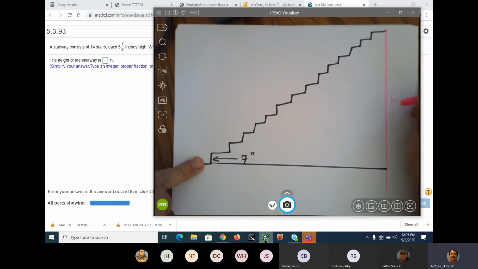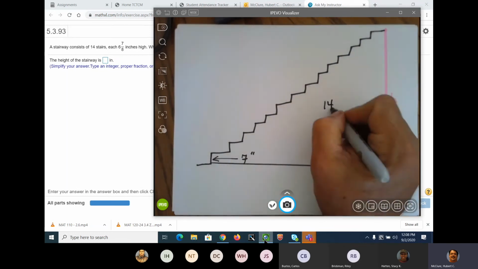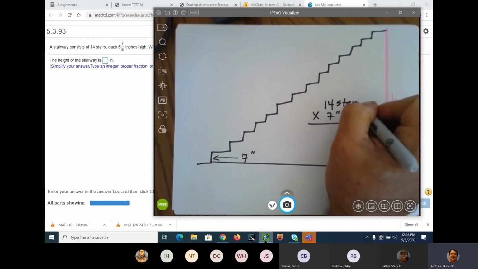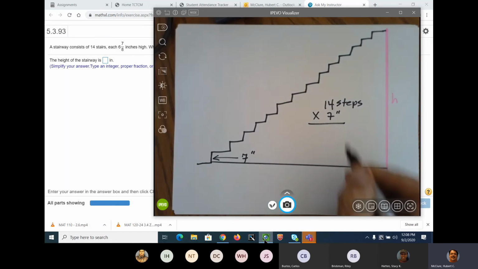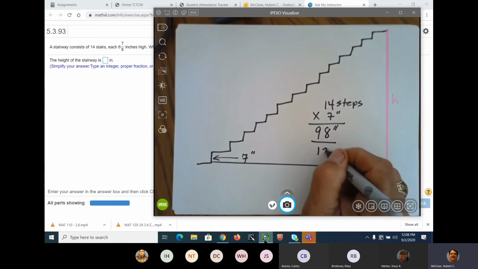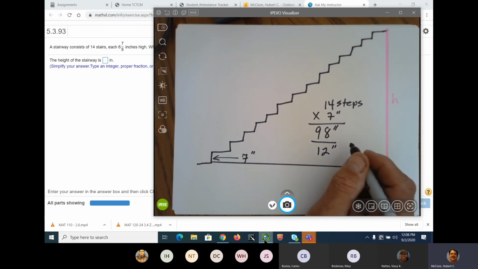They want to know that. So if you got 14 steps and each one is 7 inches high, then that's going to be 14 times 7 inches. 14 steps at 7 inches apiece. That's going to be 98 inches. And of course, you're going to divide that by 12 inches to get feet, because 12 inches equals a foot.